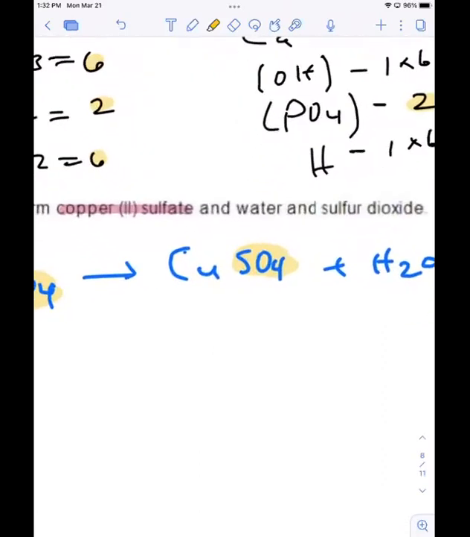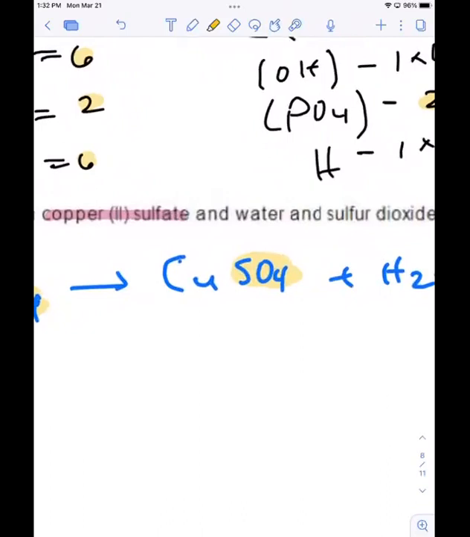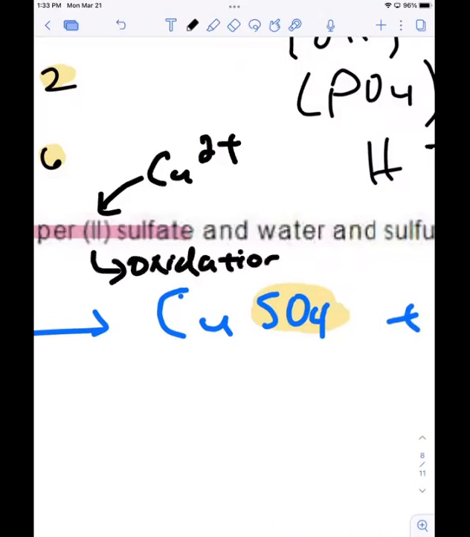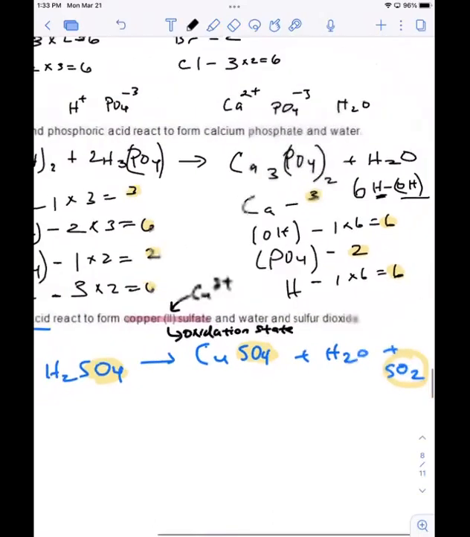Aren't there like two types of copper though? Yes, so it tells you which one it is. You're right. What I think we need to say is that copper has two different oxidation states. So this is telling us that this is copper 2+. If that was 1, it would mean that it was copper 1+. So that Roman numeral tells us the oxidation state of copper, which is 2+ in this case.